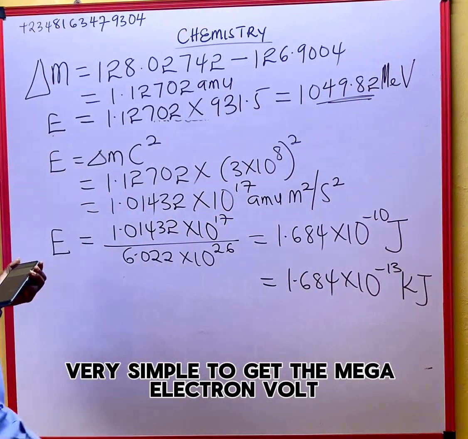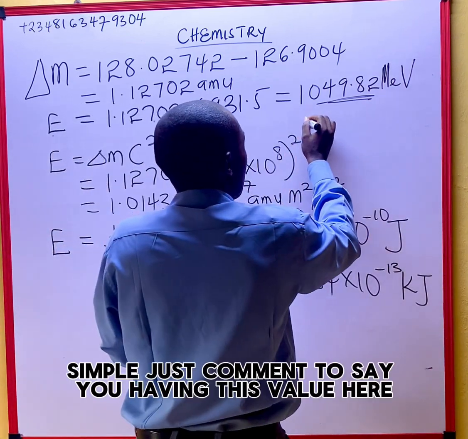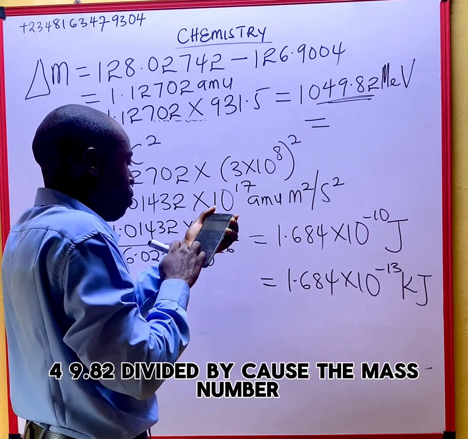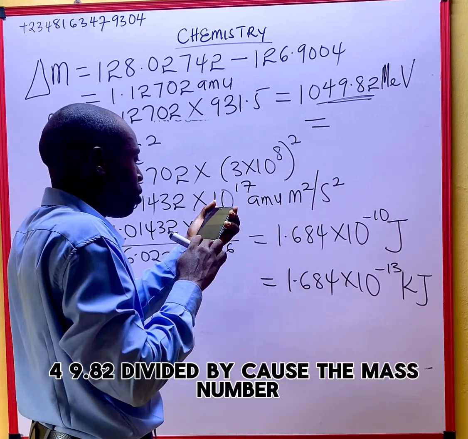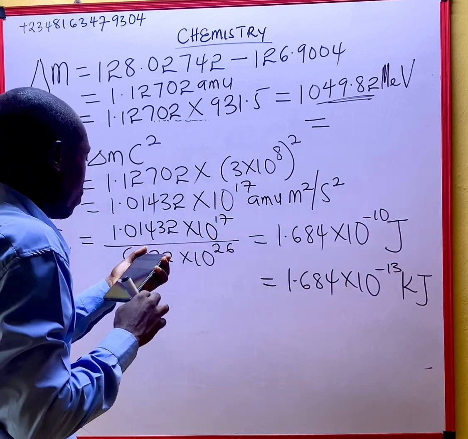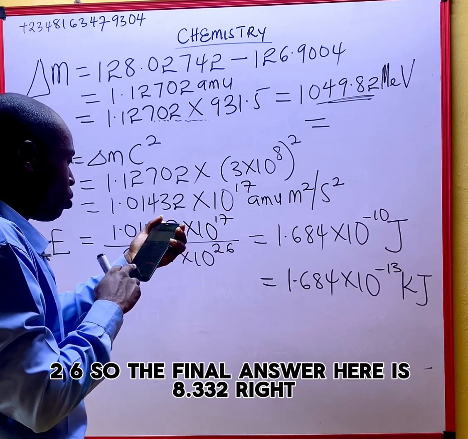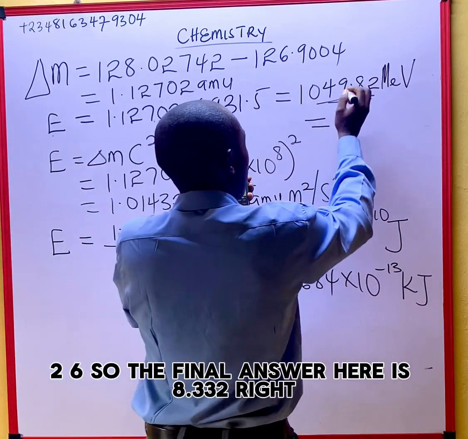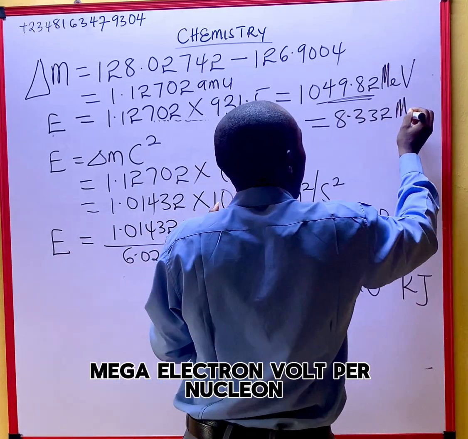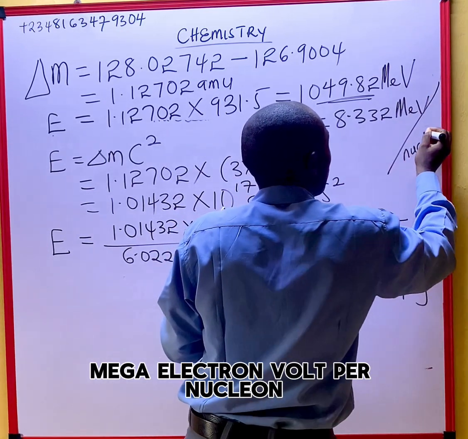Very simple. To get the mega electron volt per nucleon here, simple. Just come here to say you're having this value here, which is 1049.82 divided by, of course, the mass number of iodine that we're given, which is 126. So the final answer here is 8.332 mega electron volt per nucleon.